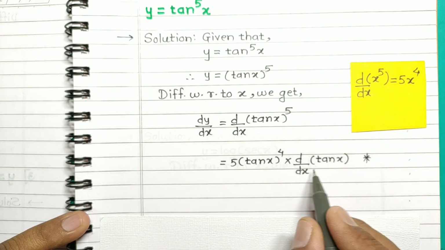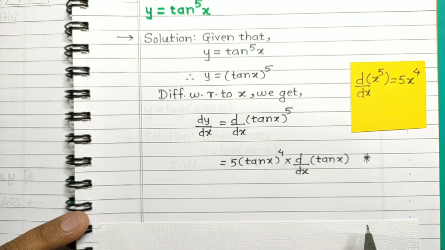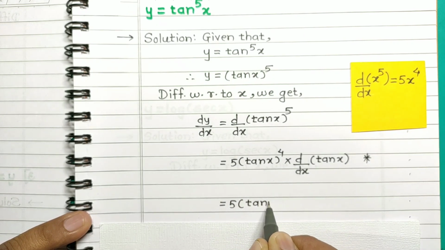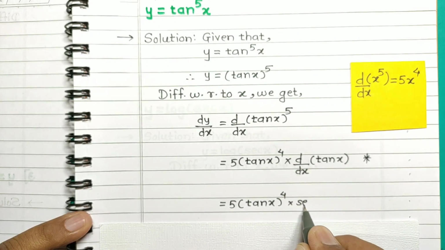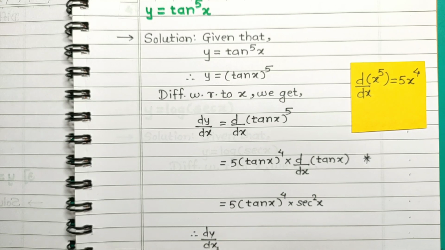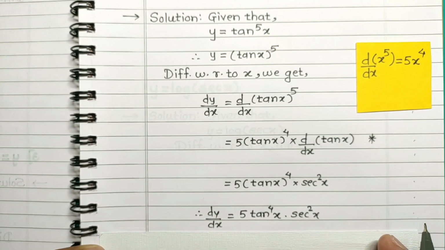Then evaluate the derivative of tan x, which is in standard form. So we have, you write down the first term as it is, 5 into (tan x) bracket raised to 4, into the derivative of tan x, which is sec square of x. And finally we have, therefore dy by dx is equal to 5 into, we can write it as, tan raised to 4x into sec square of x. This is the required derivative.